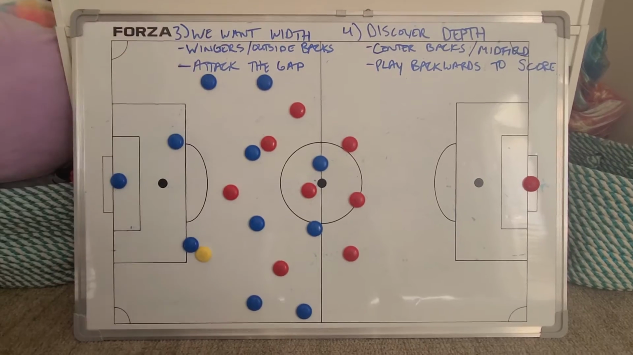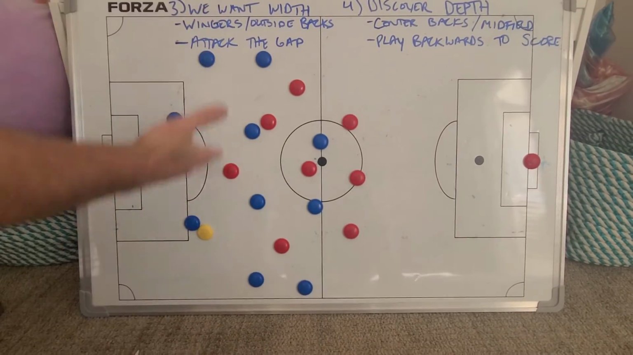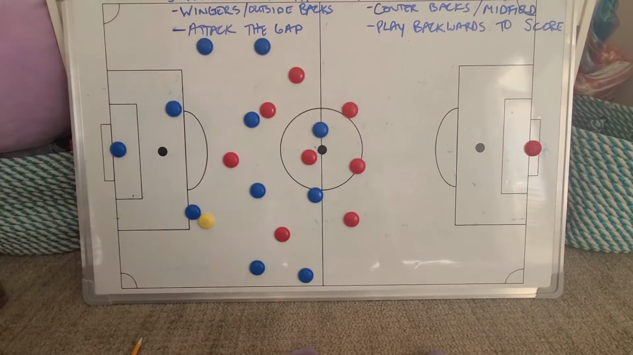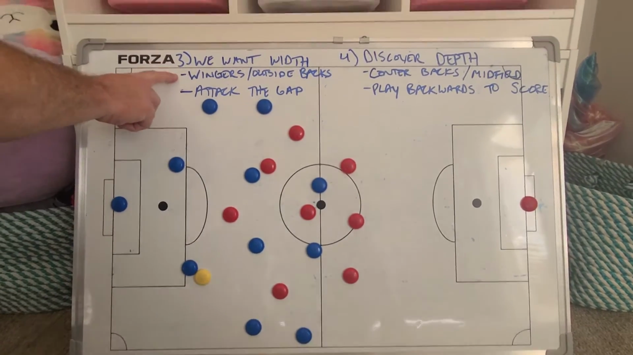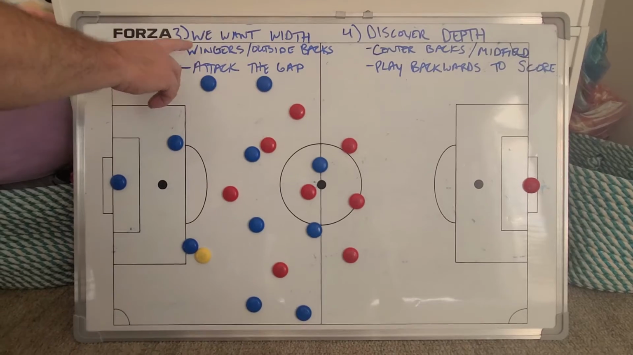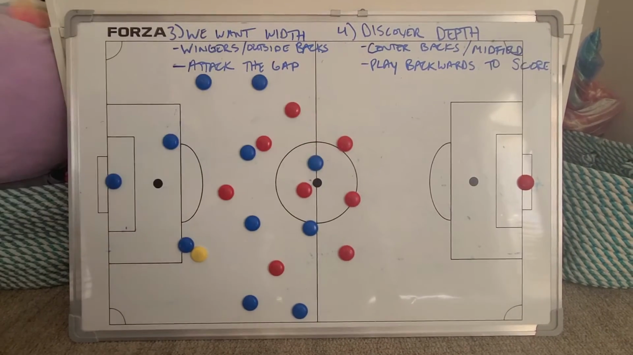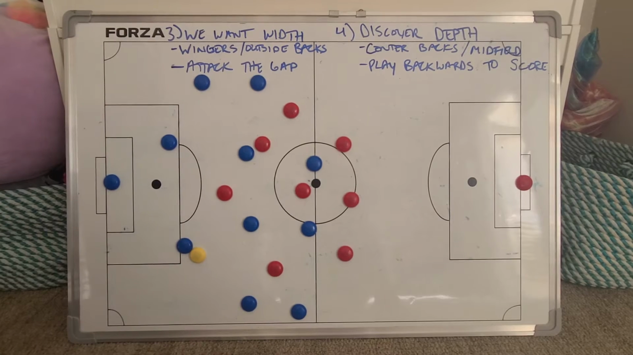We Want Width is all about how we use the field side to side, and Discovering Depth is all about moving up and down the field. So two key concepts on We Want Width. Wingers, let's talk about wingers and outside backs, how that creates width. And let's talk about attacking gaps and moving across the field laterally.